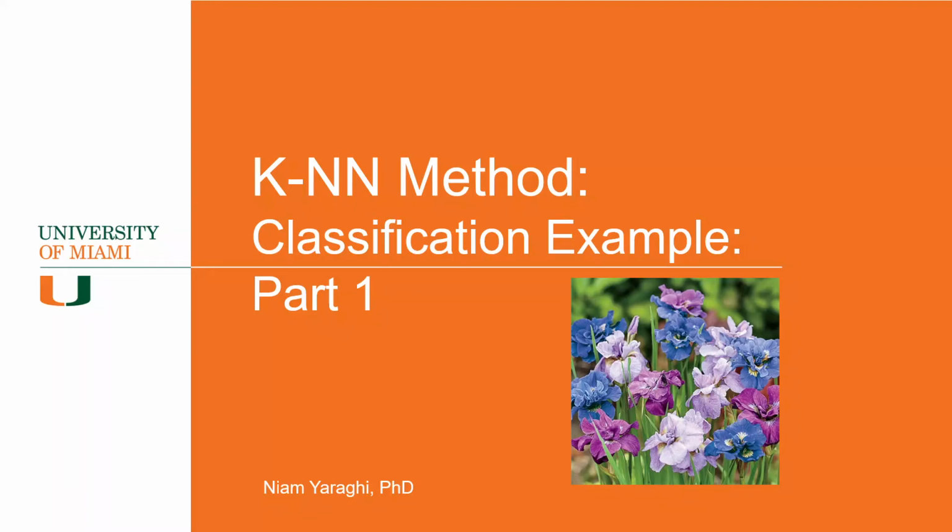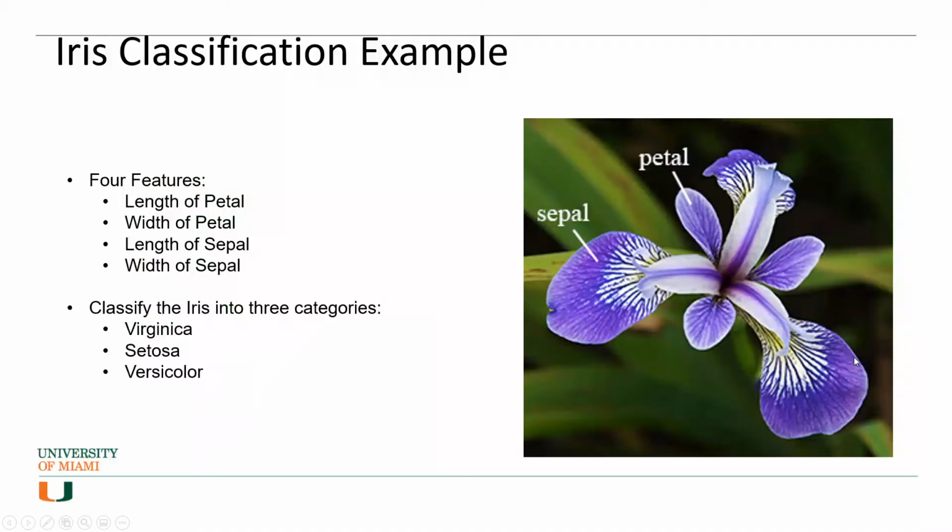All right, now we're going to see how we can implement the KNN methodology for classification purposes. Specifically, we're going to use a very classic example, which is called the iris dataset in machine learning. What is this dataset? This dataset is going to present a set of observations from iris.